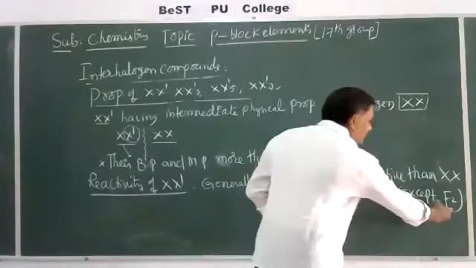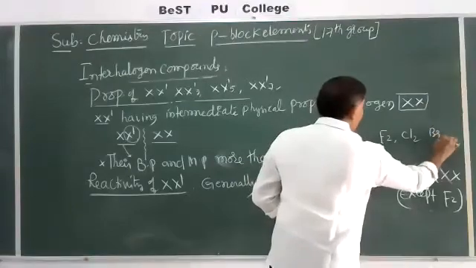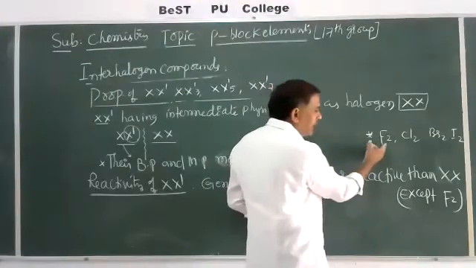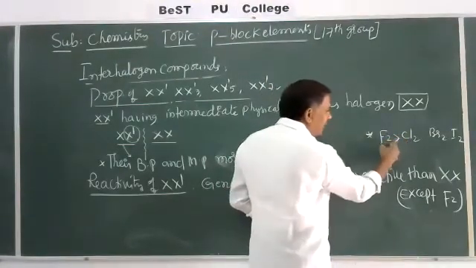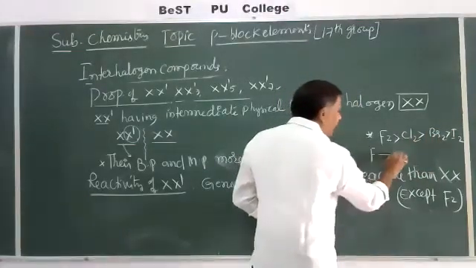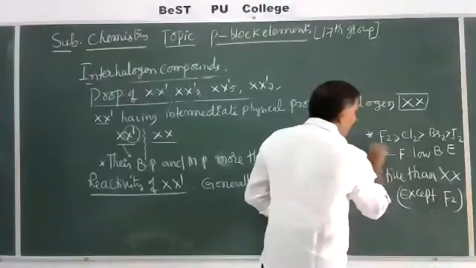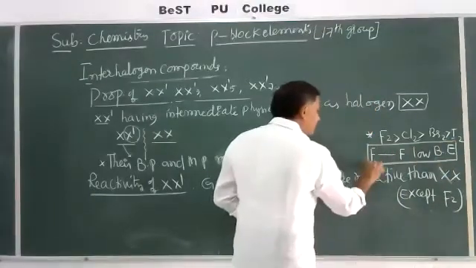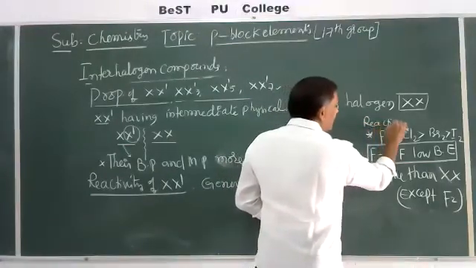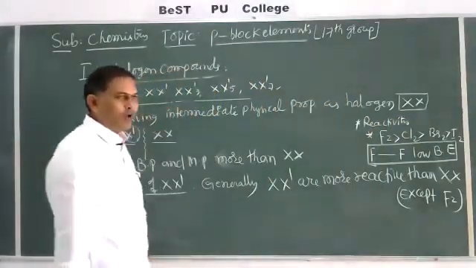Except fluorine, that is, among fluorine, chlorine, bromine, and iodine, the most electronegative element is fluorine. Because of the high electronegativity, the fluorine-fluorine bond has low bond dissociation energy, so fluorine's reactivity is more, as already explained while discussing the reactivity of normal halogens. Fluorine is more reactive than chlorine, bromine, and iodine.